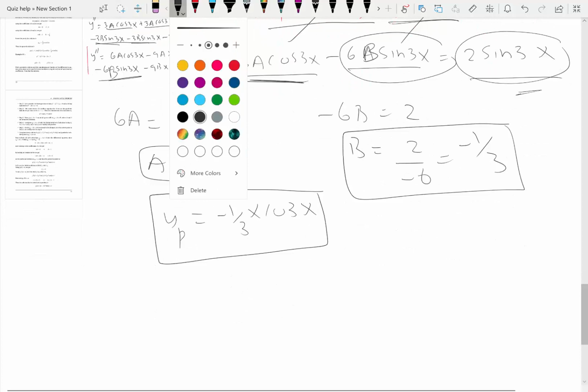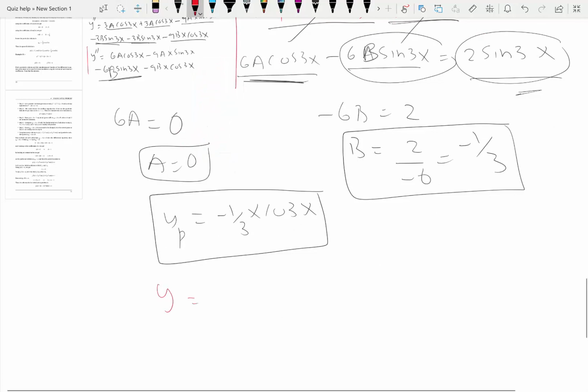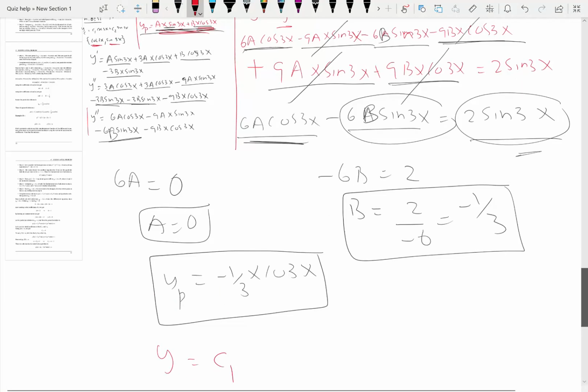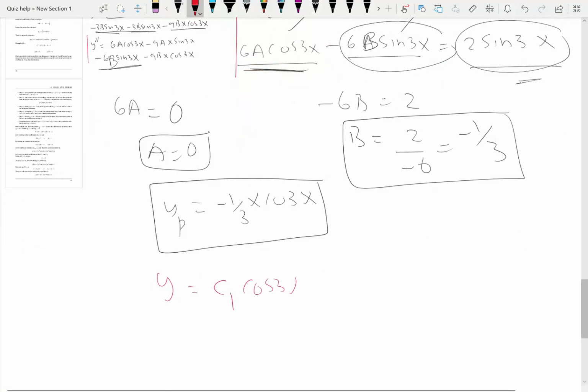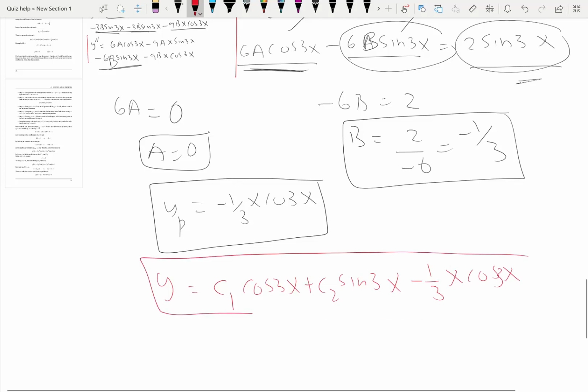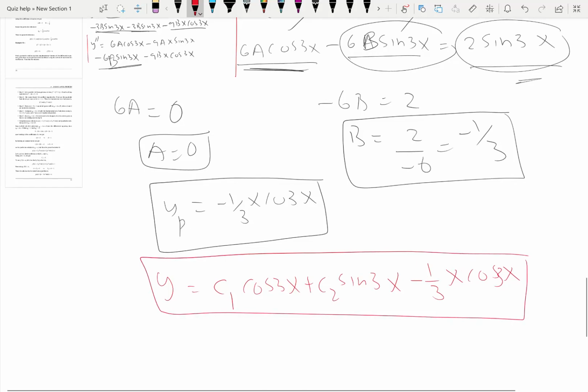Then our general solution will be y equals our complementary solution, c1 cosine 3x plus c2 sine 3x, plus our particular solution, negative 1 over 3 x cosine 3x. This is our general solution for the differential equation. Okay, all right then. Thank you very much.